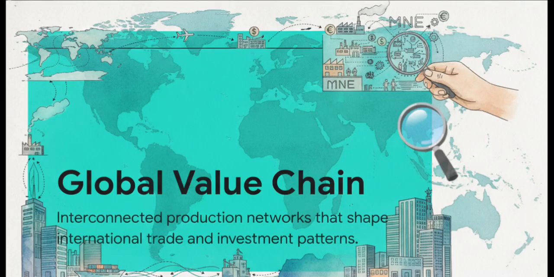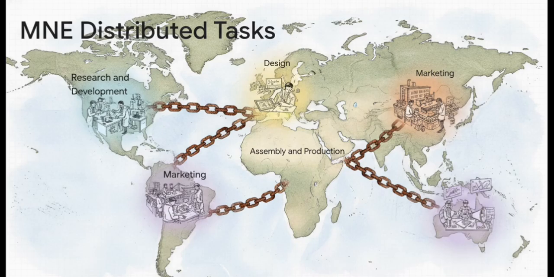So we need to upgrade our definition for the macro level. A global value chain is a massive, interconnected production network operating across industries and nations. These are the networks that actively shape international trade and investment. And at this massive scale, we're no longer looking at single business units. We are looking at multinational enterprises, or MNEs. These MNEs are absolute masters at strategically fracturing their operations to optimize profits. They do not do everything in one place anymore.